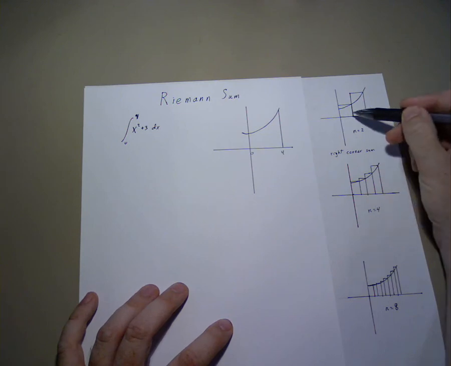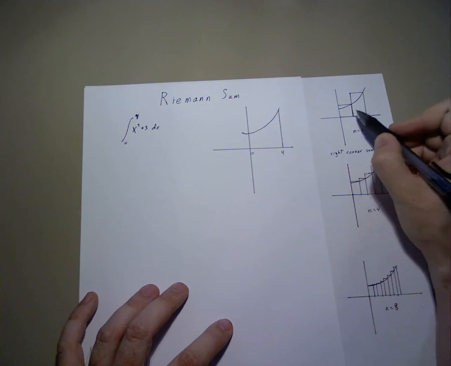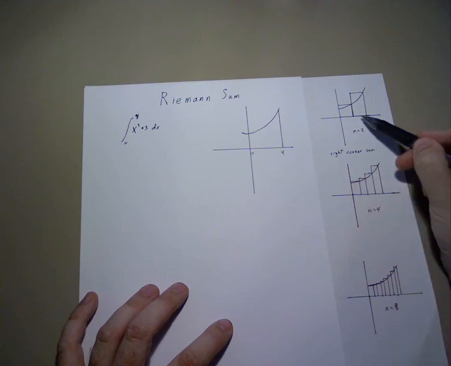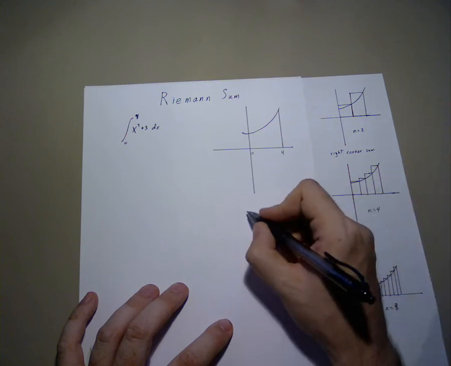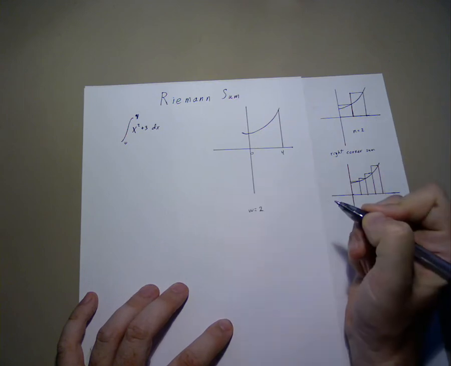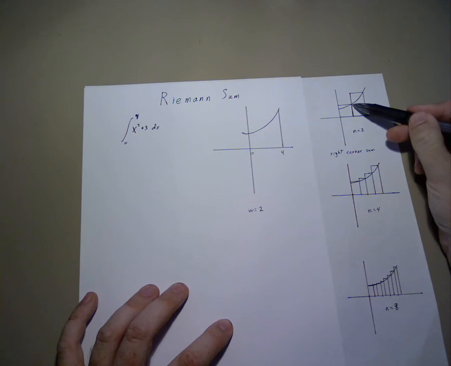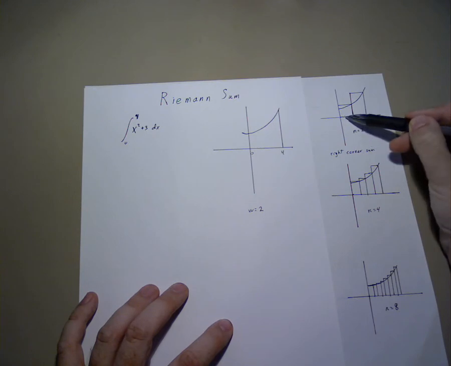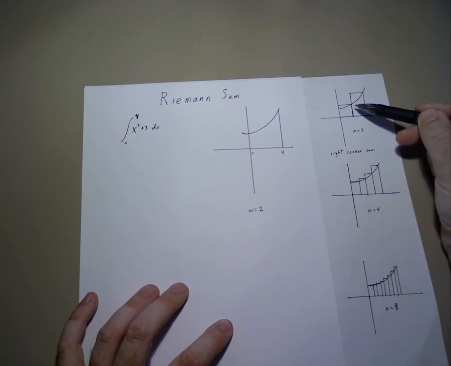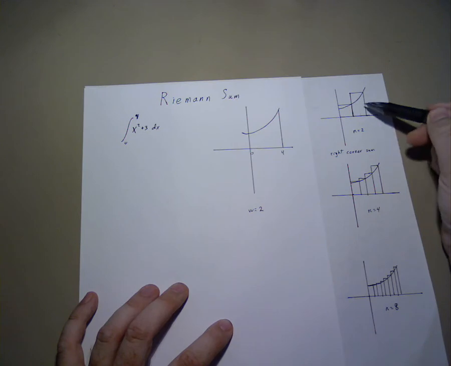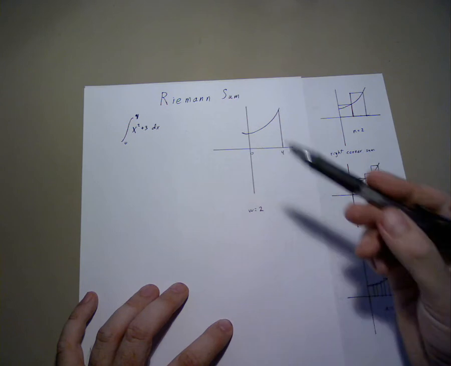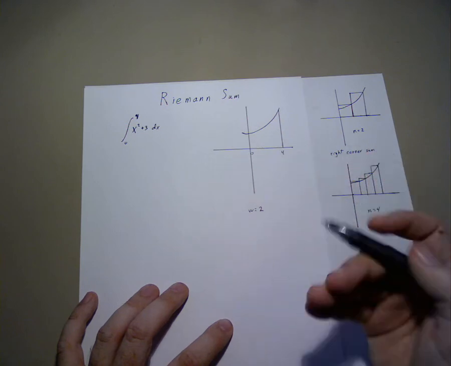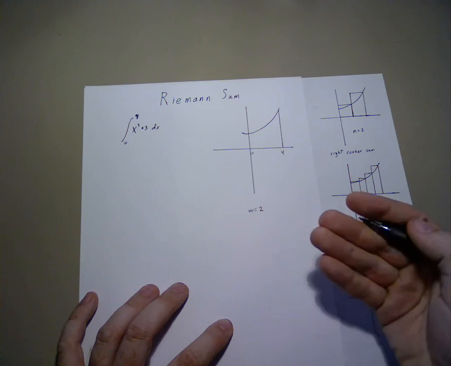To find this, we need to find the width of the rectangles, and since we have 2 and they go from 0 to 4, that's going to be a width of 2. The x value right here will be 2, and here it will be 4, because these are equal subdivisions. So we put x equals 2 and x equals 4 into our function for the height, because width times height is equal to the area of a rectangle.